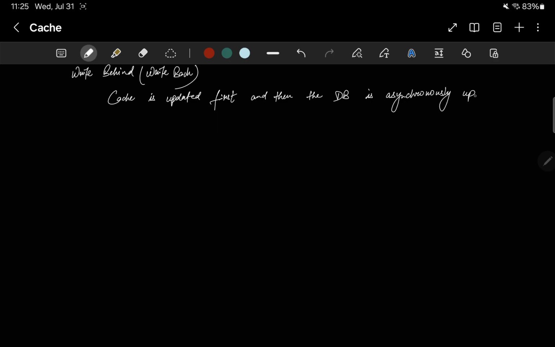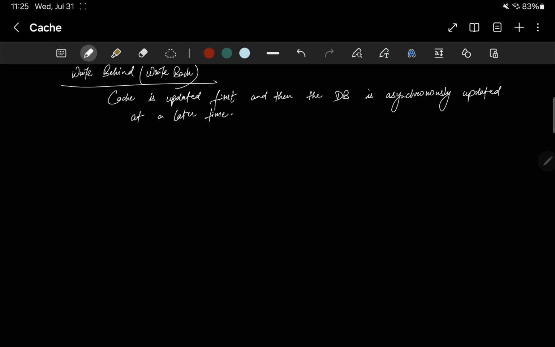Is asynchronously updated at a later time. When we say asynchronously, it means obviously it will not be at the same time. So the characteristics include write operations first update the cache, thus allowing for quick responses to write requests. If we have write requests, we do not need to wait for the database to get updated as in write through policy. You will just update the cache and the write will go through.